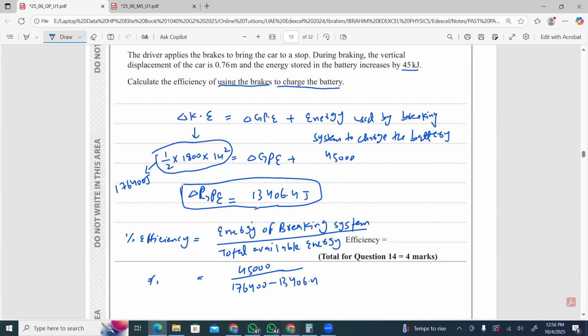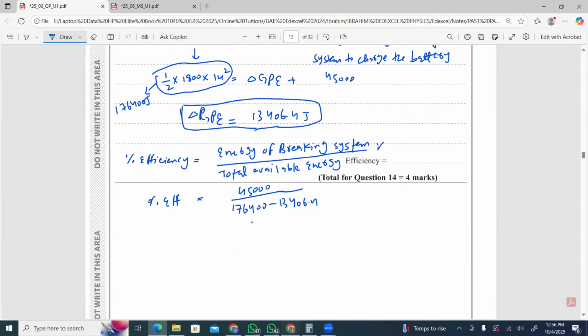So this is the percentage efficiency. And when I calculate that, multiplying by 100, it is going to be 0.27 point something 8%. So you have to round it off to 28%. Okay.